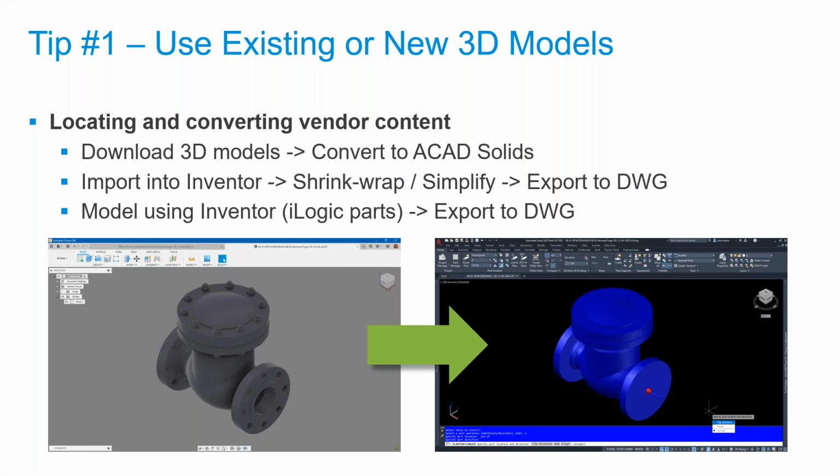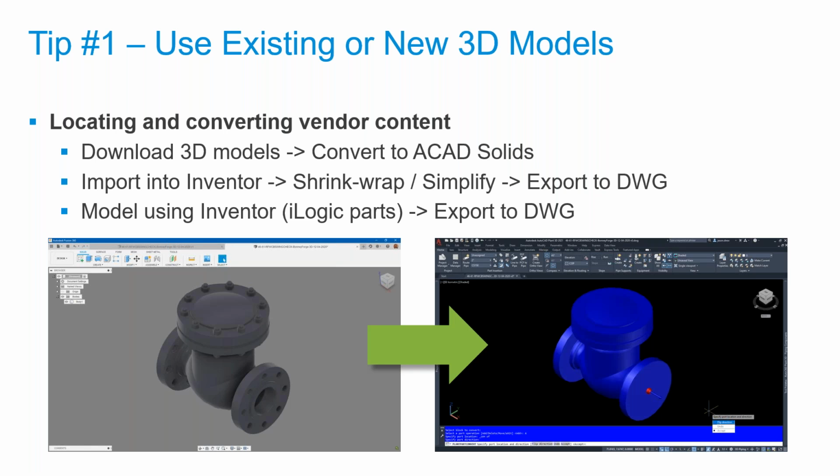So talking about tip number one here, which is use existing or new 3D models. When you're locating and converting vendor content, we do recommend that any 3D models that you use, you can convert to AutoCAD solids. If you do get a mesh, don't just use that. Typically, meshes are the bane of AutoCAD's hidden line removal algorithms, which are used for orthographic generation in Plant 3D.